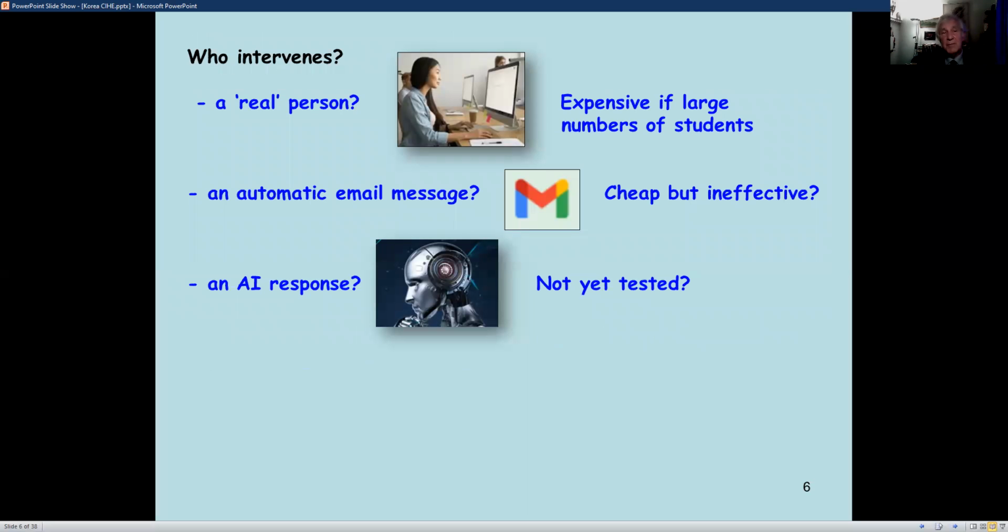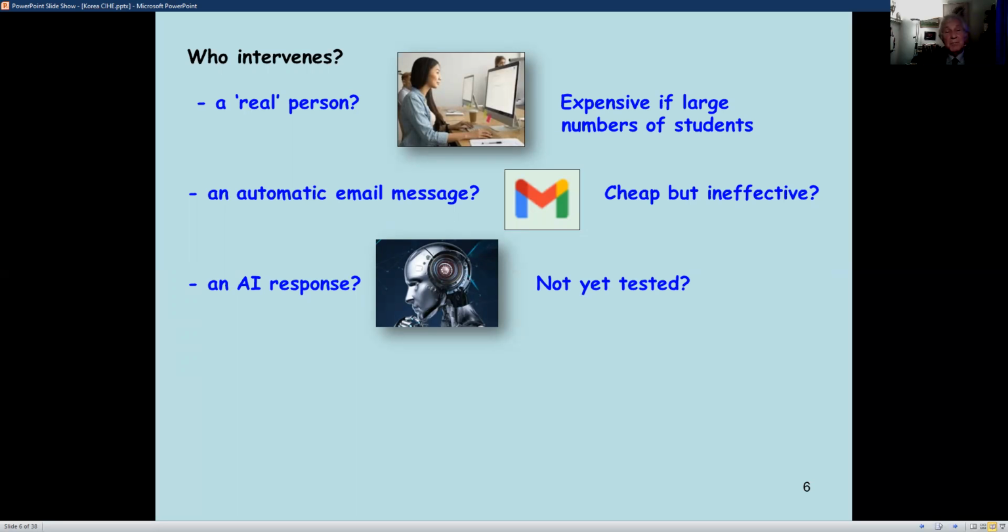Well, there are several choices for who intervenes. It could be a real person, such as a tutor, and that intervention might well be effective. But if you have very large numbers of students, hundreds of students, that's going to need a lot of real people and will be extremely expensive as a result.